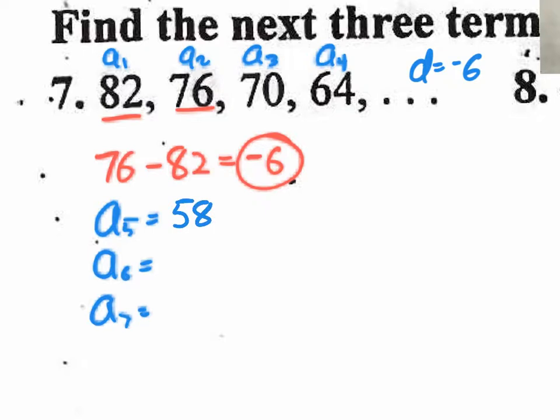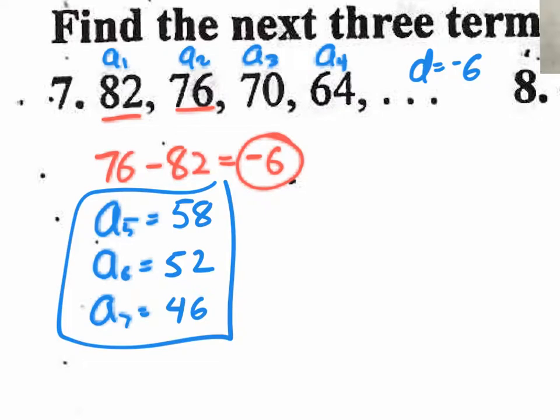58. And then 58 decreased by 6, 52. And 52 decreased by 6, 46. And there you go, you found your next three terms. This is your answer right here. 58, 52, and 46. So the fifth number is 58, the sixth number is 52, and the seventh number is 46.